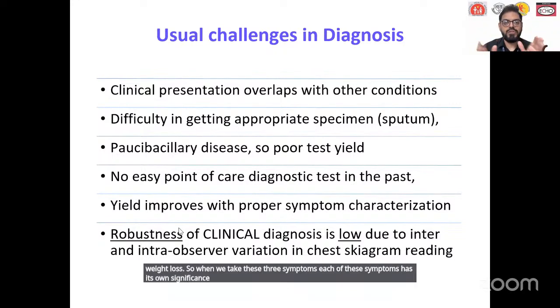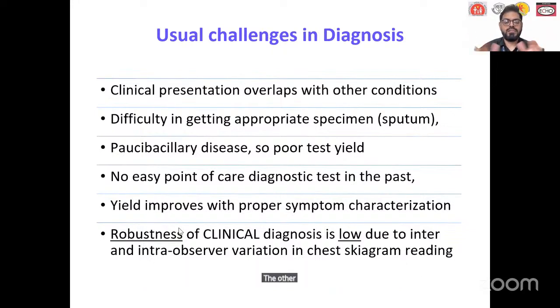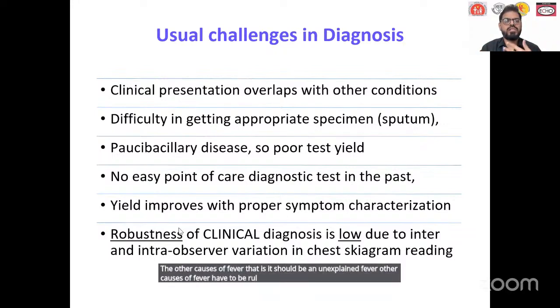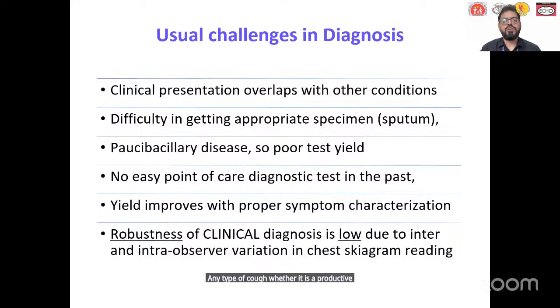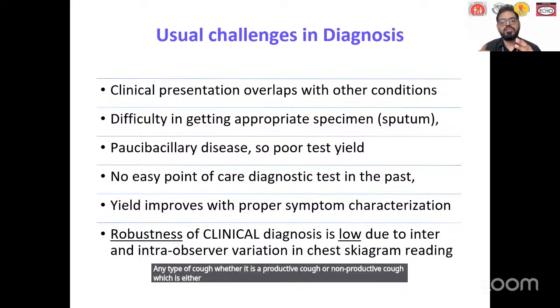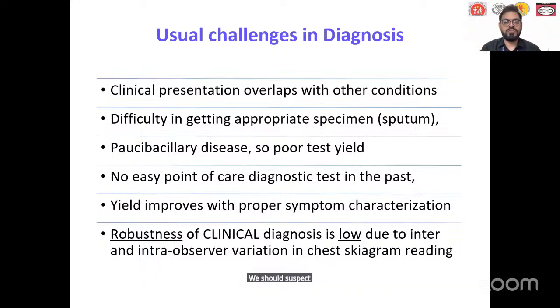When we say fever, it has to be documented at least once or twice. It should be an unexplained fever, so other causes of fever have to be ruled out, the common causes like viral illness, malaria, typhoid, everything. And the duration of symptoms should be more than 2 weeks. Similar to fever, cough, any type of cough, whether productive or non-productive, which is either persistent or worsening over a period of 2 weeks or more, should make us suspect tuberculosis as one of the differentials.